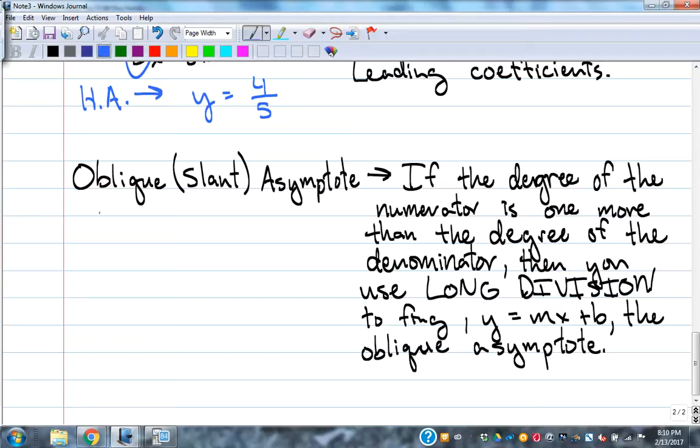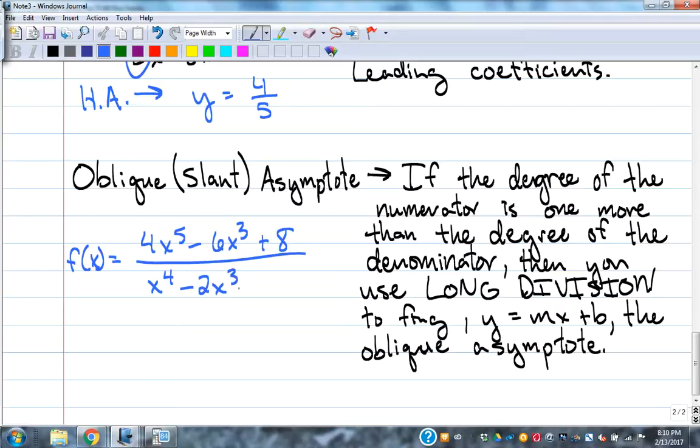degree of the bottom. An example of that would be f of x or y, whatever you want to call it. Maybe it was 4x to the fifth minus 6x to the third plus 8 over x to the fourth minus 2x to the third minus 8x squared plus 13. Because the degree of the top is one more than the degree of the bottom, we could do long division and find that oblique asymptote. We'll get some practice with that in a minute. This is not good, I just made it up, just so we can see the degree difference.